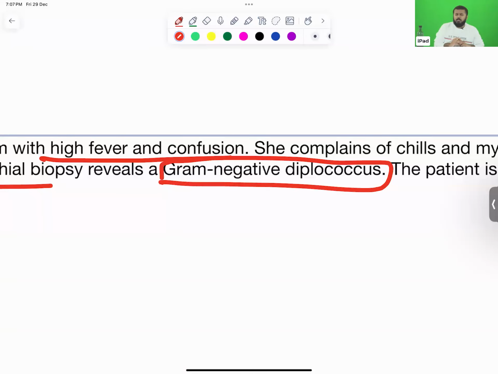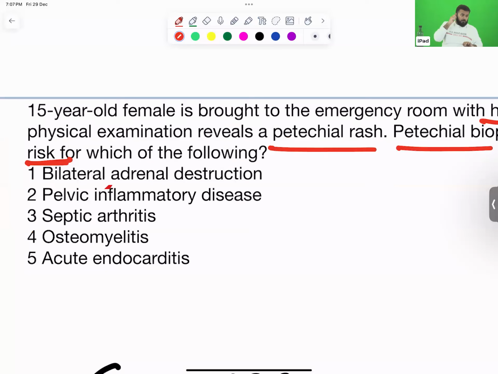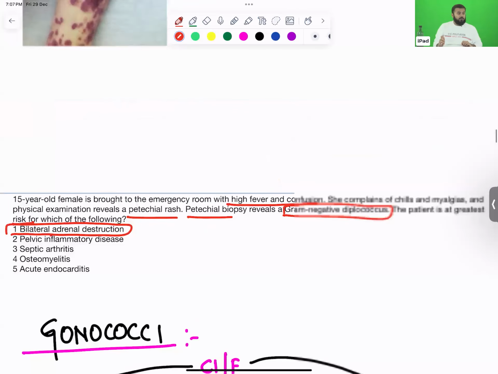Gram negative diplococcus kaun sa ho sakta hai? Either there can be meningitis and there can be gonorrhea. But gonorrhea mein sexually related problems honge, like burning urination, urethra se discharge ho raha hai, right? All these things, we did not see any of these things. The patient is at the greatest risk. Batao, who will tell me the answer? Himanshika, rashes are present in every disease, but this kind of hemorrhagic rash is mainly seen in this kind of cases, okay? Very good, all of you. Bilateral adrenal gland destruction. Okay.